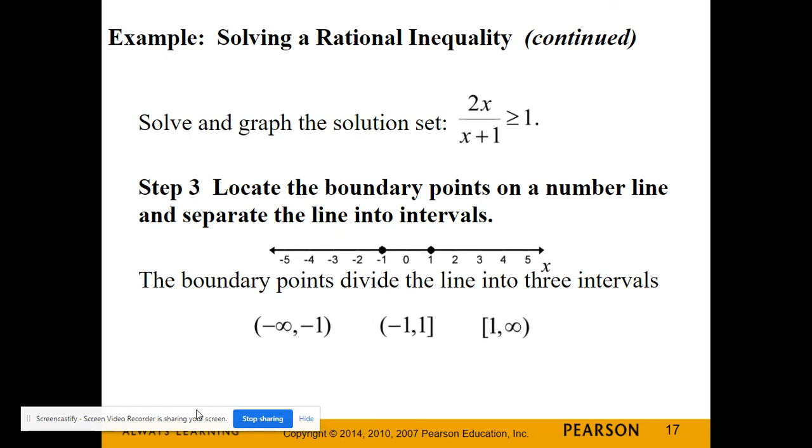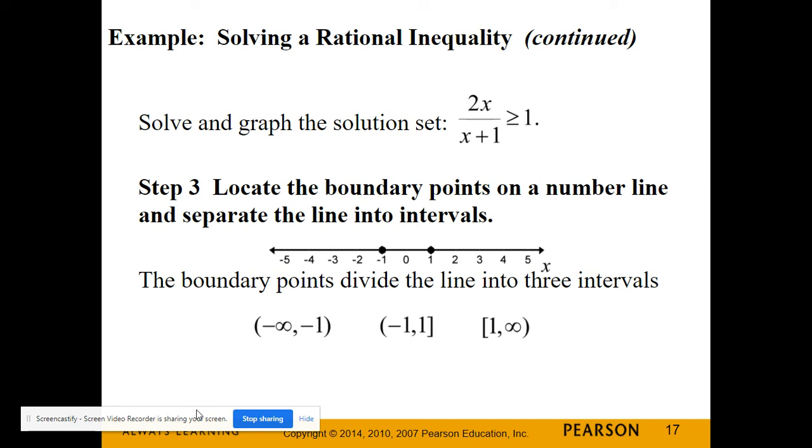So on a number line, you got a boundary point at -1, you got a boundary point at +1. So your three intervals are everything left of -1, everything between -1 and 1, and then everything greater than 1. If you look at the order, like the intervals there, notice how essentially we're not counting -1 and we are counting 1. Why is that? Okay, so we're not counting -1 because -1 is a number that would make the denominator 0. And obviously you can't divide by 0.